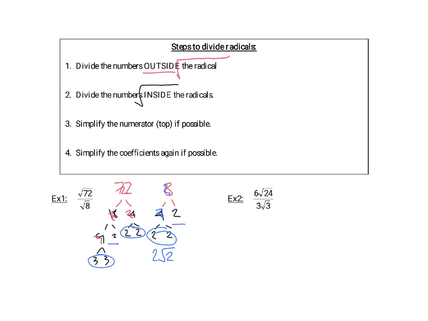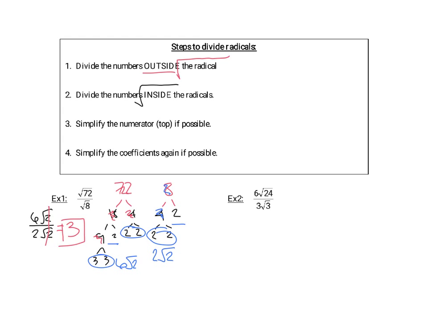So I got 1 pair of 3's, 1 pair of 2's, and that 2 left over. So I'll multiply my pairs. So 3 times 2 is 6. And then what I had left over was 2. So when I rewrite our fraction here, we would have 6 square root of 2 over 2 square root of 2. Well, obviously here, the square root of 2 over the square root of 2 is going to cancel out. And then 6 divided by 2 reduces to 3 over 1, or aka just 3.